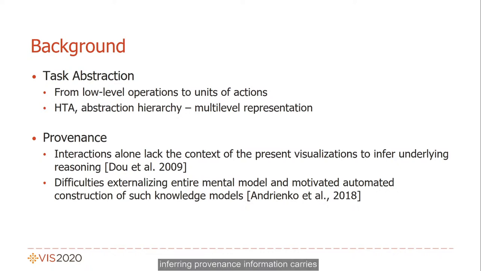Inferring provenance information carries a number of challenges. For example, Du et al. argued that interaction alone can lack the context of visual representations for inferring underlying reasoning. And Andrienko et al. argued that knowledge derived through annotation represents only a fraction of the intent of the user. They described the difficulties of externalizing the entire mental model and motivated the automated construction of such knowledge models.